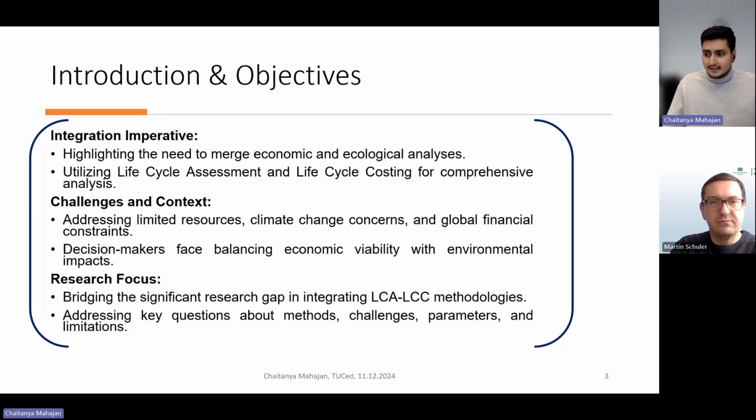The other reason is that there is a huge amount of research gap existing in this field currently, and that is one way that we can fill this research gap. We can look at some of the existing methods, what the challenges are in integrating them, and we can look at what the parameters were and what some of the limitations are that are considered. So let's begin by explaining some of the basic concepts in this presentation.